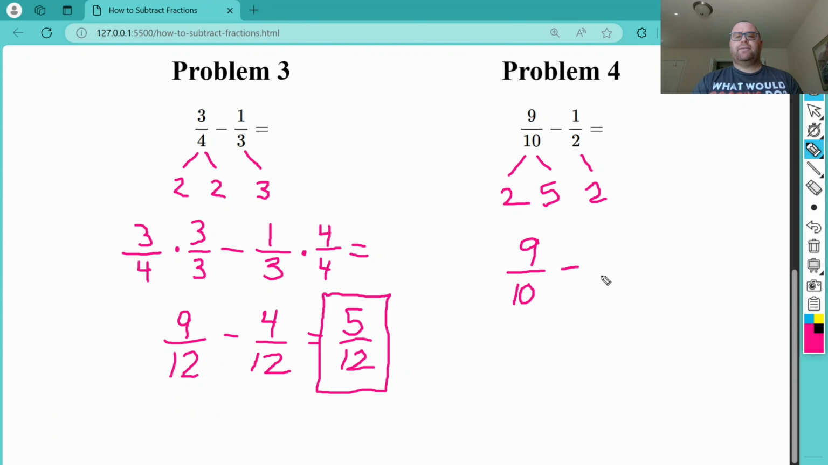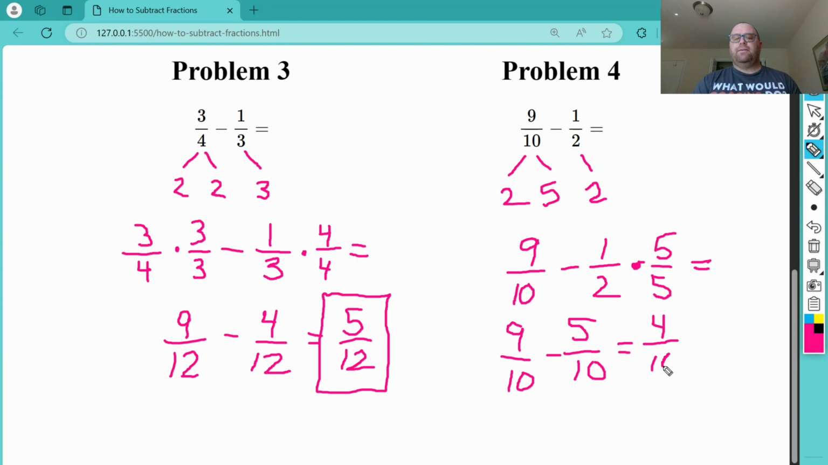And then we're going to subtract. Well, we'll do 1 over 2, but we have to multiply the top and the bottom by some number. 10 divided by 2 is 5, so that number, for both the top and the bottom, is going to be 5. And that equals something, which we're going to figure out now. So 9/10 minus 1 times 5 is 5. And 2 times 5 is 10. So we have 9/10 minus 5/10. 9 minus 5 is 4. We keep the denominator of 10.